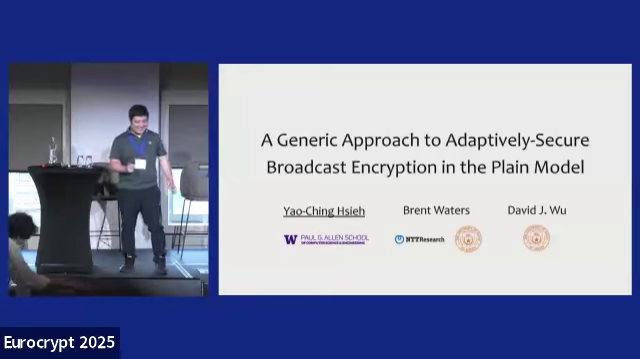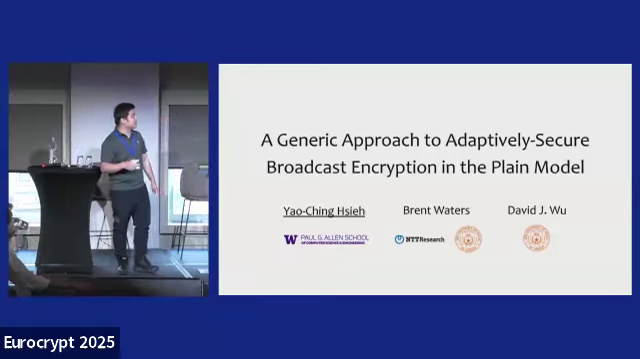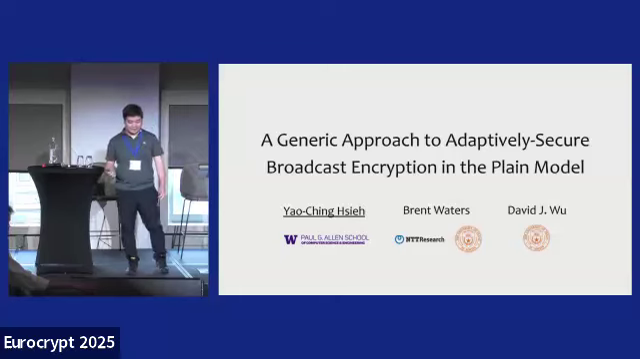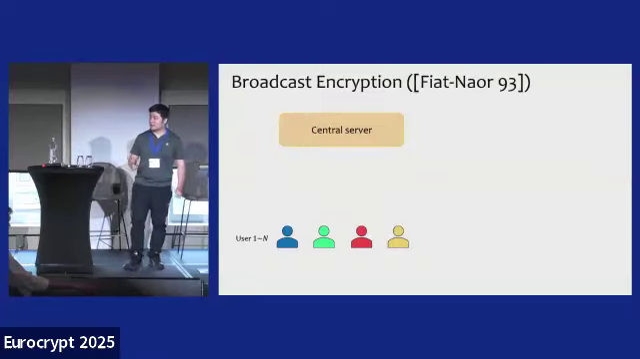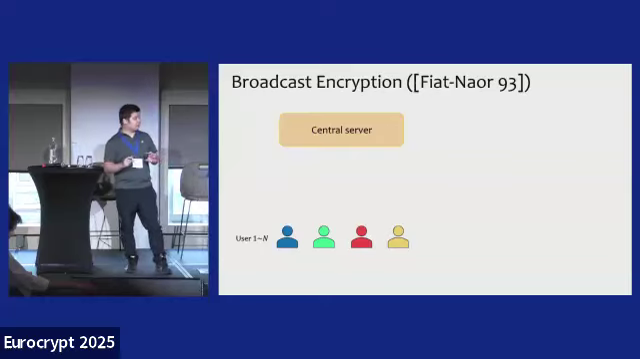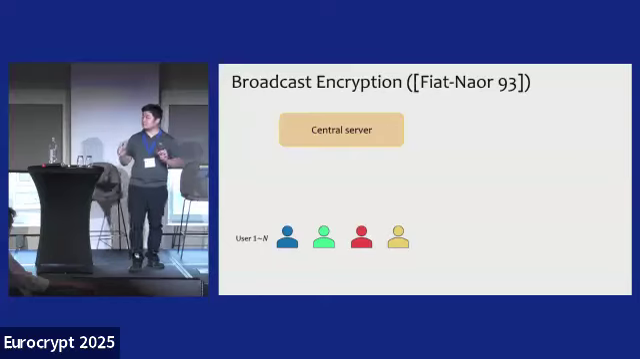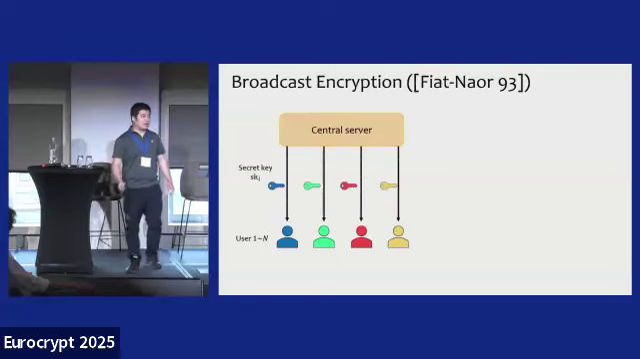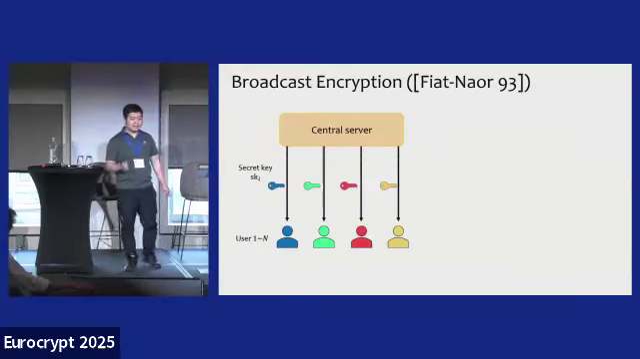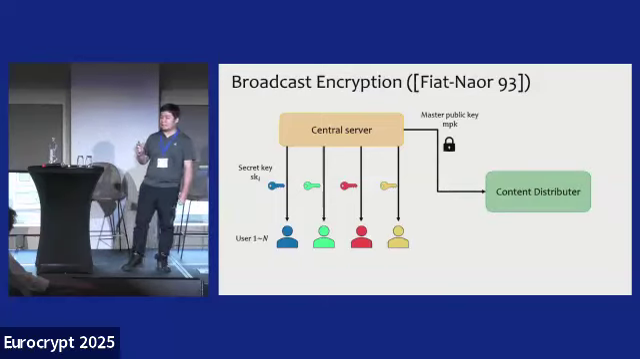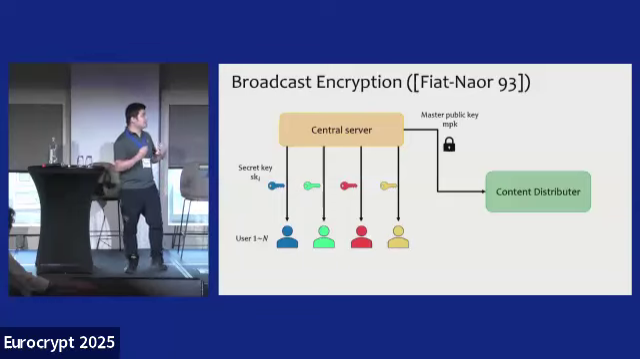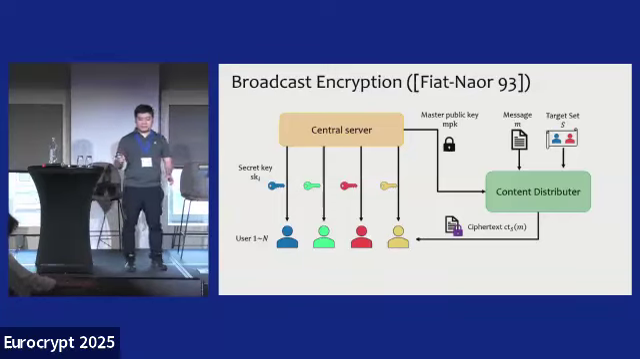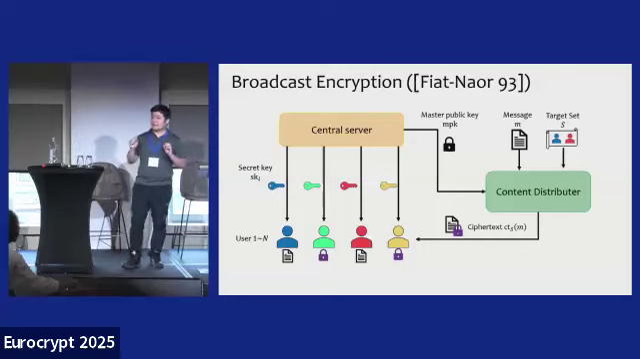So this work is about a generic approach to adaptively secure broadcast encryption in the plane model. And yeah, this is joint work with the great collaborators, Brent Waters and David Wu. Okay. So broadcast encryption. A broadcast encryption is a system with n users such that we can encrypt to any subset of the users efficiently. So in this system, we will have a central server. The central server would assign secret keys independently to every one of the users, along with a master public key that allows encryption. Anyone with the master public key can take as input a message and a target set, a subset of the users, and then generate a ciphertext, which can be decrypted only by the users that are in the set.